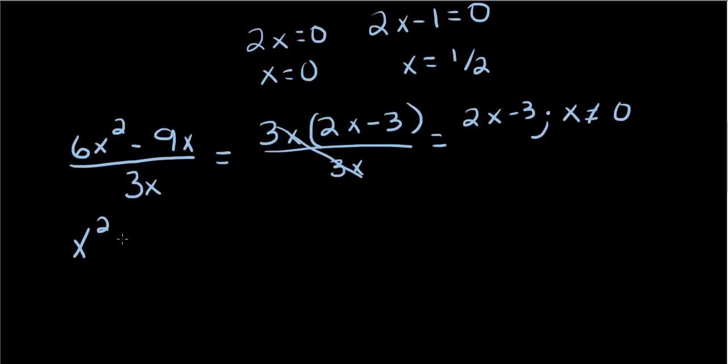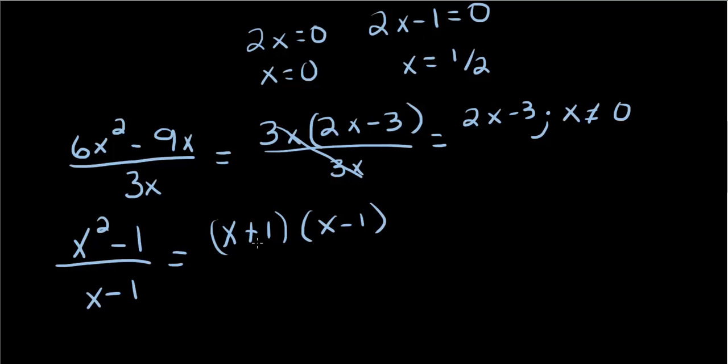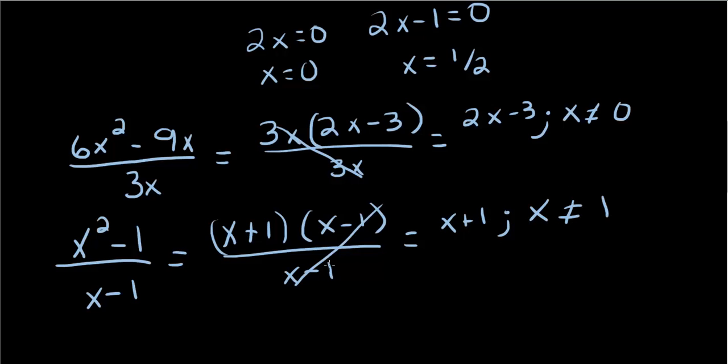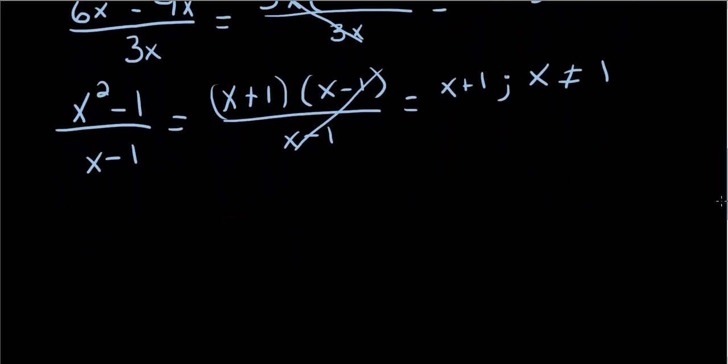x squared minus 1 over x minus 1. This is a difference of squares. We factored this one multiple times. This is the same thing as x plus 1 times x minus 1 over x minus 1. So the x minus 1 cancels out. The answer is x plus 1. And x cannot be 1, because if it was 1, it will be 1 minus 1 is 0, and the denominator will be 0. And we can't have a denominator of 0.